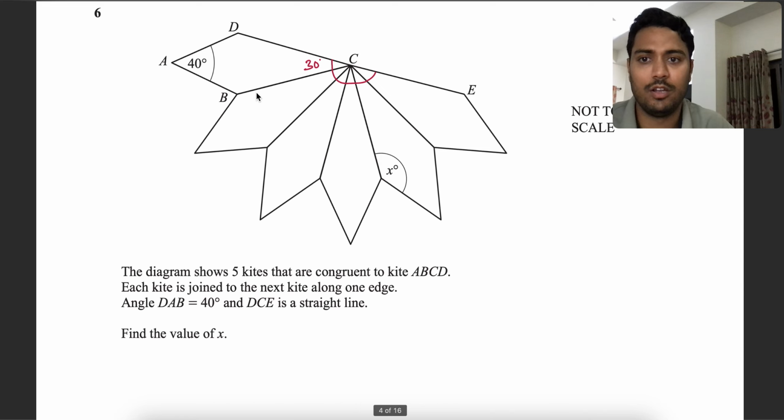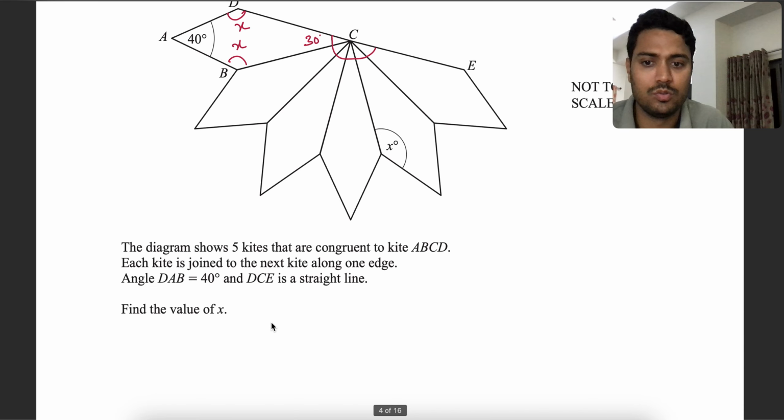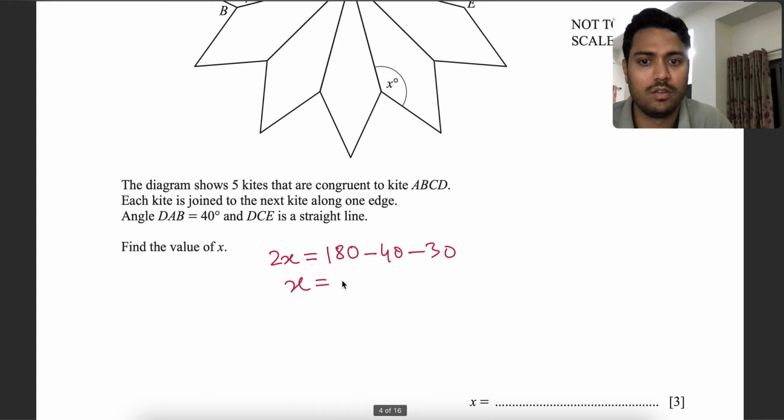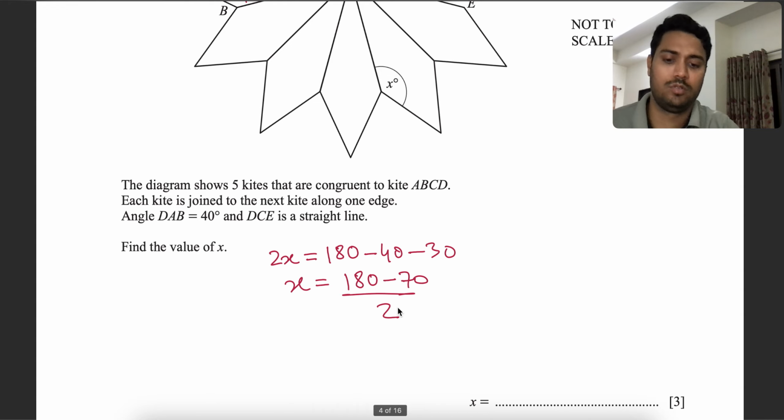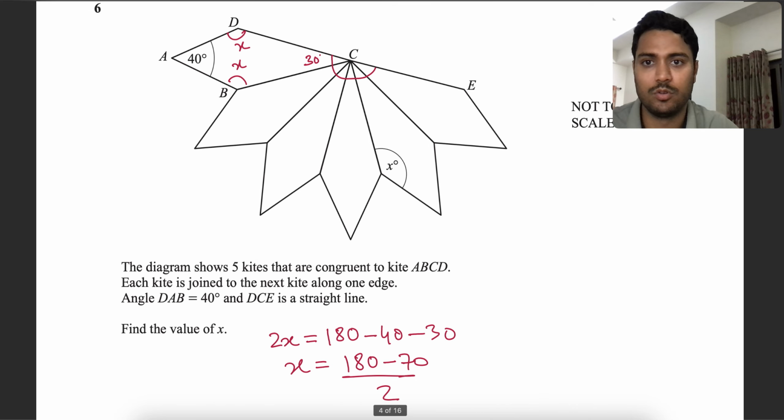And we have to find the value of x, which is this. Because they are congruent, this will be x, and this will also be x. So simply 2x equals 180 minus 40 minus 30, so x will be 180 minus 70 divided by 2. Not 180, it is going to be 360.